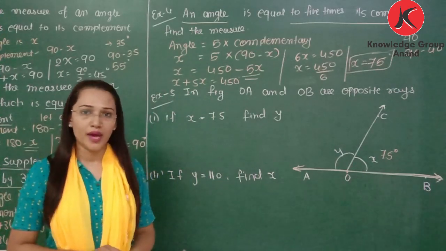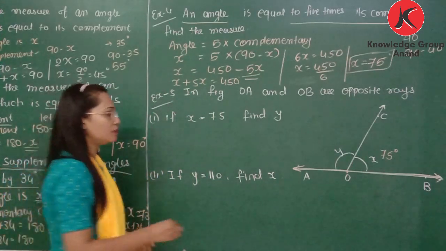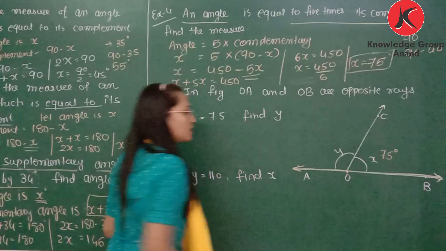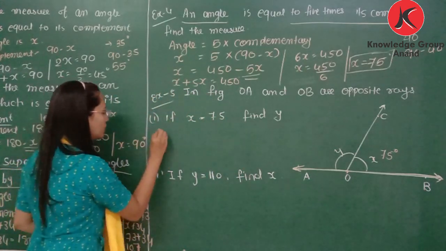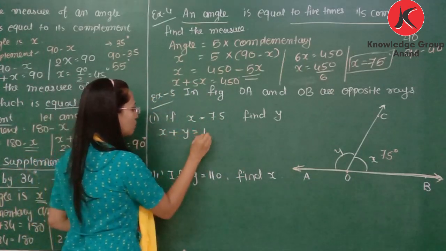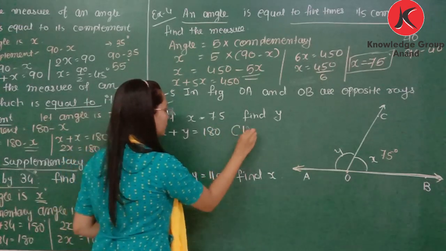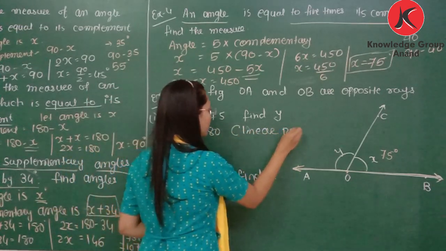Now what is a linear pair? Linear pair means 180. It means x and y is equal to 180. So we can write x plus y is equal to 180, linear pair.